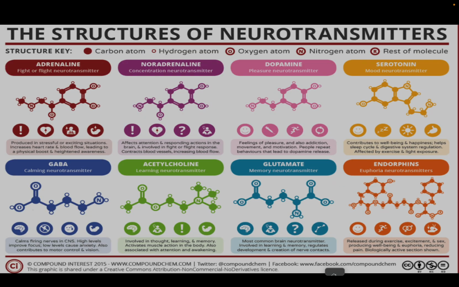This should look familiar to all of us. This is a chart showing the structures of the chemicals that we find in our bodies and that can be supplied by the drugs, and the role that they play. So adrenaline would be a stimulant, for example, cocaine. Concentration, so noradrenaline can be Adderall. Dopamine, MDMA; serotonin, also MDMA. Dopamine and serotonin can also be marijuana.